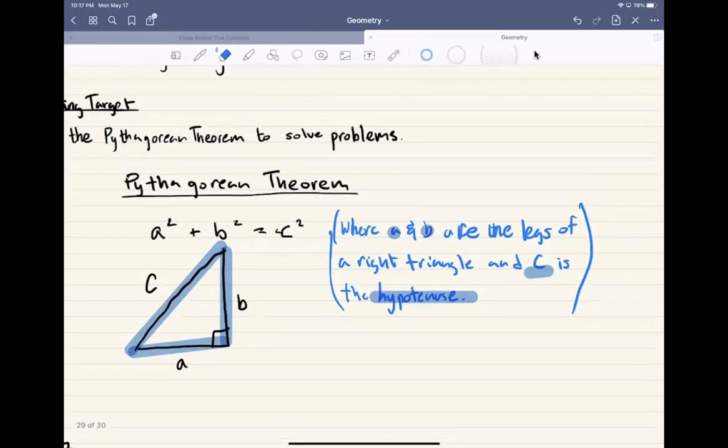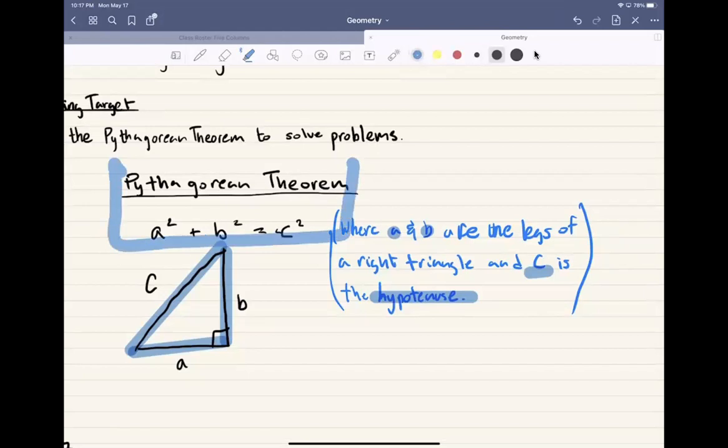And honestly, what you really need to write down in your notes today is this: a squared plus b squared equals c squared, okay? And maybe look at the diagram of this. Look at this diagram, because that's all we need for this lesson, okay?